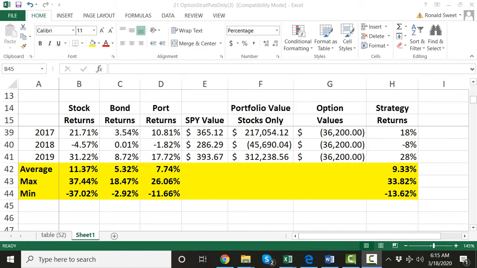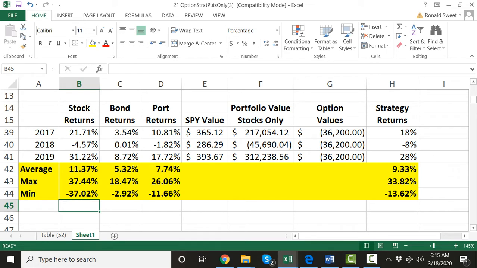How does that work versus options? So the first thing I want to look at is a file I call an option strategy using only puts. So let's look at this. It's important to understand exactly what we have here. So I have a few columns here.